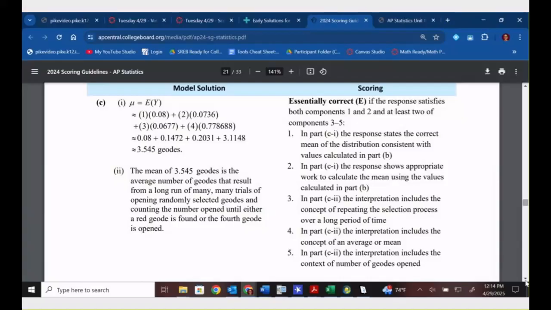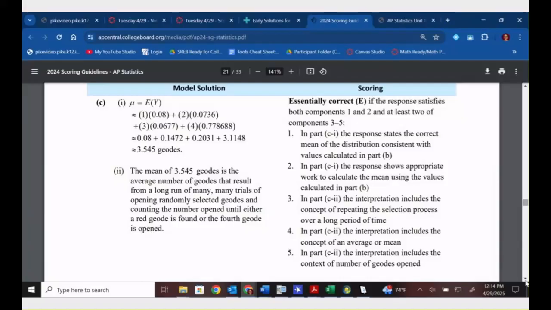So in part CI, the response states the correct mean of the distribution consistent with values calculated in part B. In part CI, the response shows appropriate work to calculate the mean using the values calculated in part B. So if they got part B wrong, but they used the numbers correctly here in part C, they plug them in the right spots, and they show work, they can still get components 1 and 2. And then for CII, that's these bottom 3 components, they need 2 of the following 3.